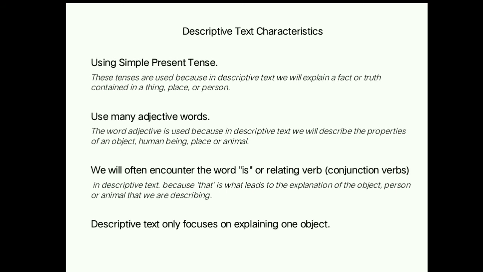The word adjective is used because in descriptive text we will describe the properties of an object, human being, place, or animal. And number 3, we will often encounter the word is, or a relating verb, in descriptive text, because is leads to the explanation of the object, person, or animal that we are describing. And remember, descriptive text only focuses on explaining one object.